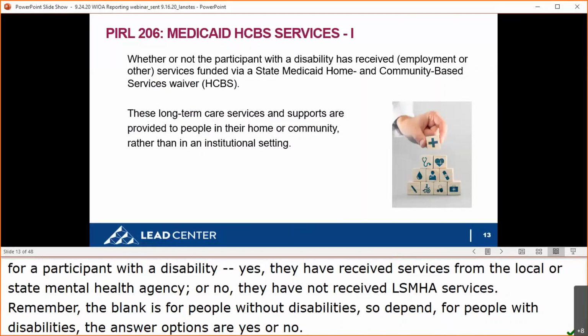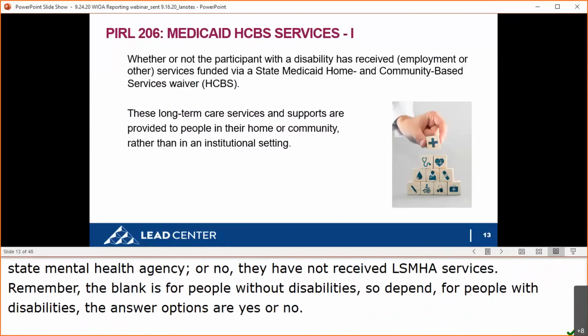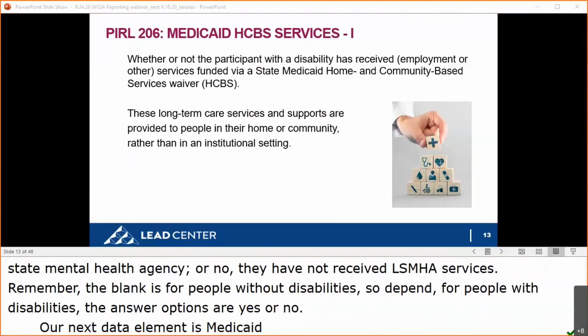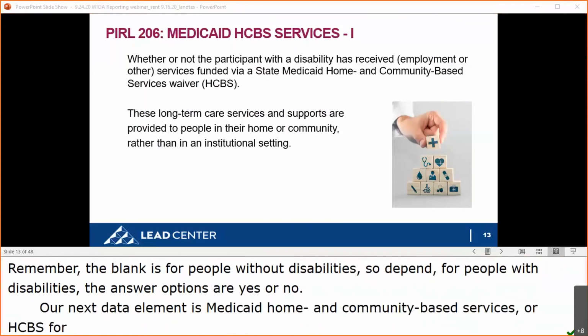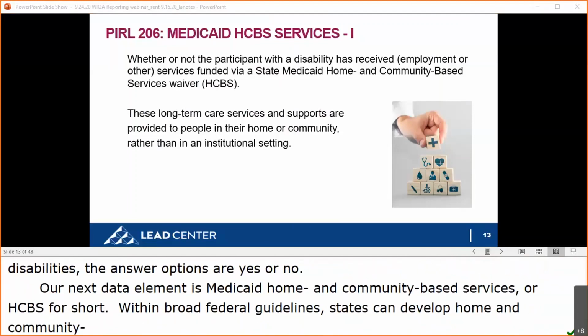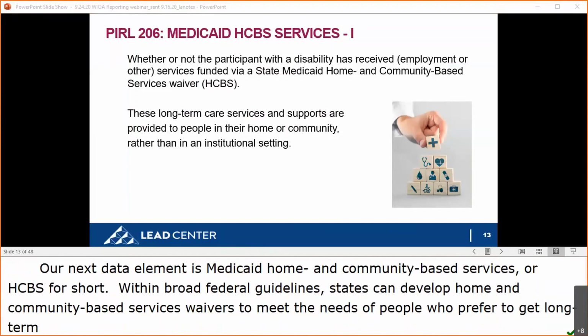Our next data element is Medicaid Home and Community-Based Services, or HCBS for short. Within broad federal guidelines, states can develop home and community-based services waivers to meet the needs of people who prefer to get long-term care services and supports in their home or community, rather than in an institutional setting.